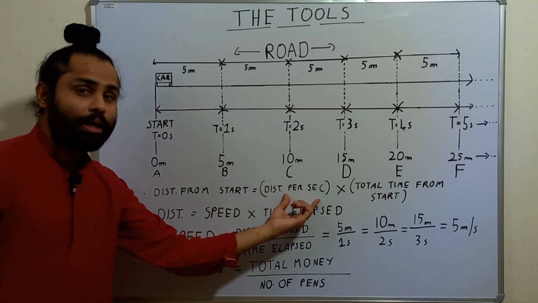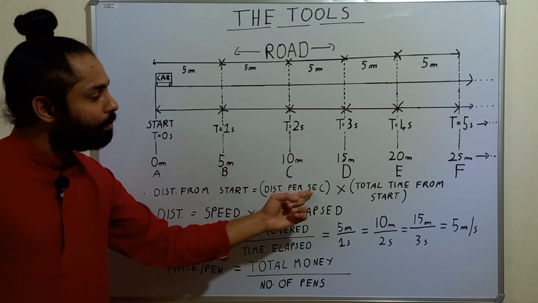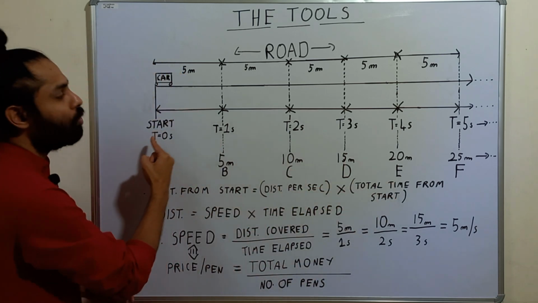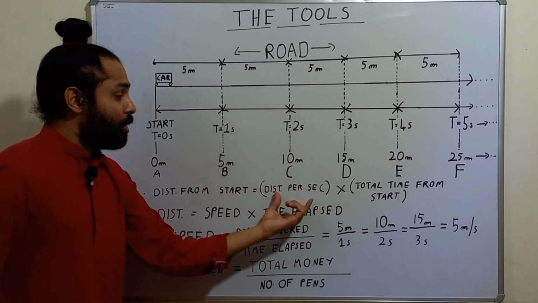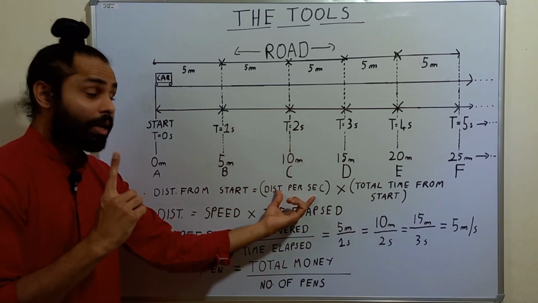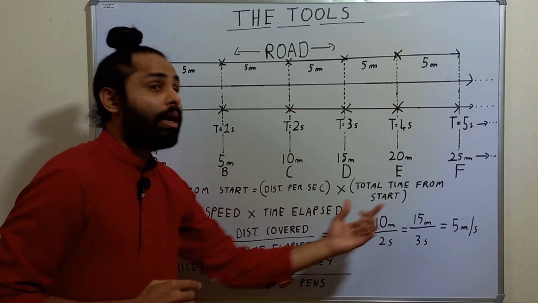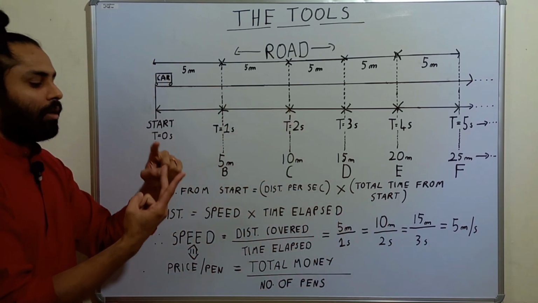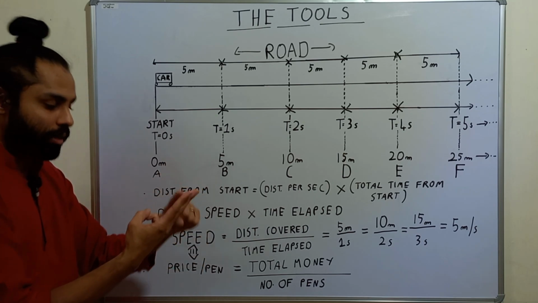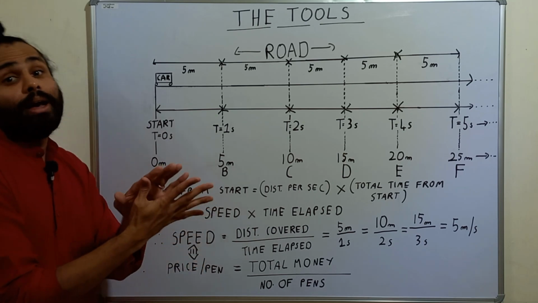Once I know that, all I have to do is multiply that with the total amount of time that has elapsed from the start. If it's traveled 5 meters for every second, and I want to find out where the car is after 5 seconds, what do I do? 5 meters for the first second, 5 meters for the second second, the third second, the fourth second, and the fifth second.